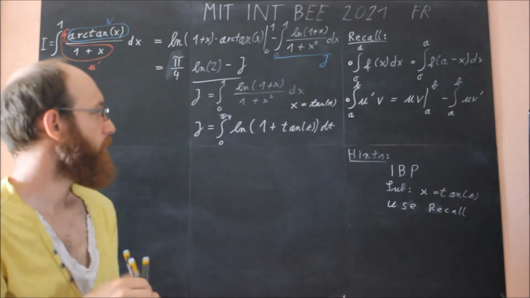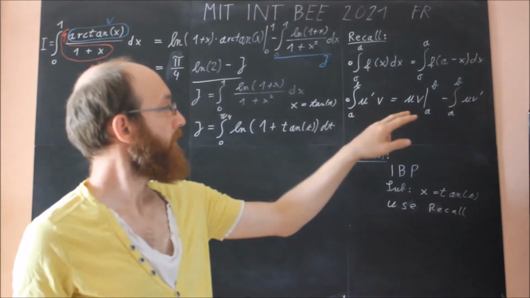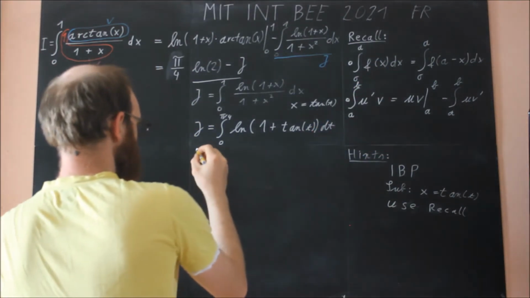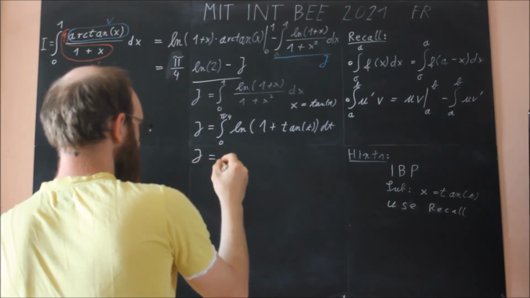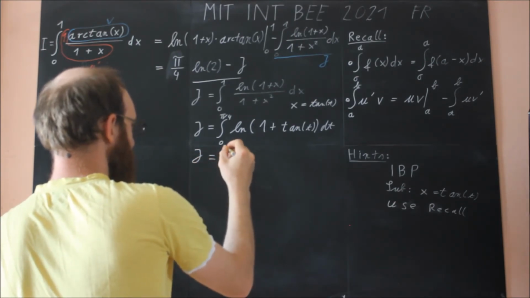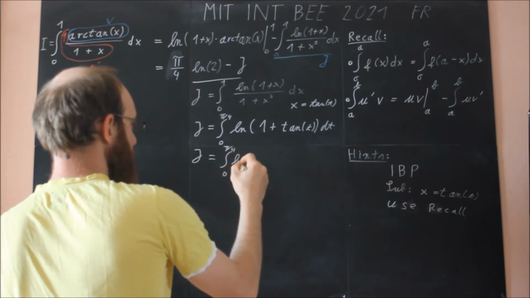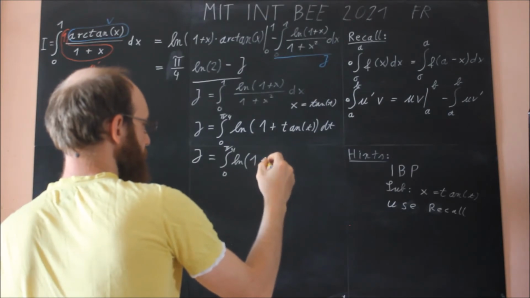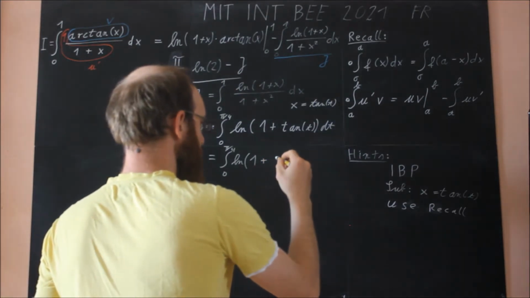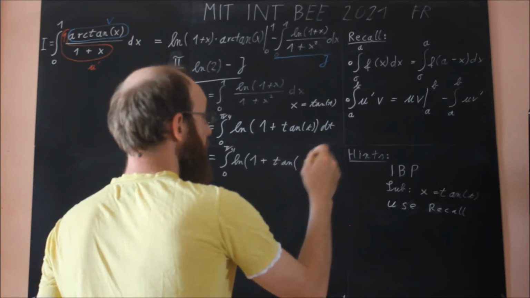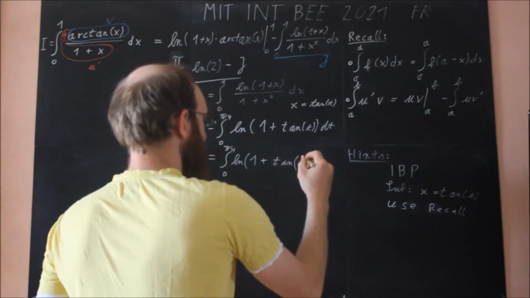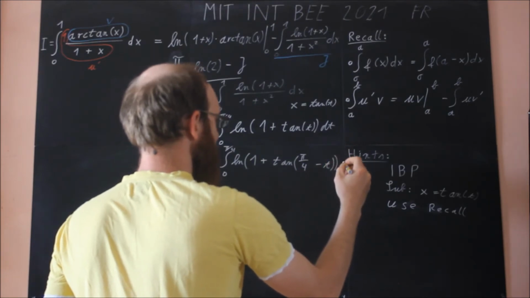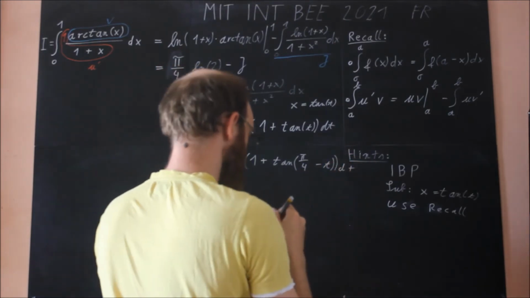And now what we do, we apply our recall here, and therefore j can also be written as the integral from 0 to pi over 4 of the natural log of 1 plus tangent of a minus t, where a is pi over 4, dt. Okay?